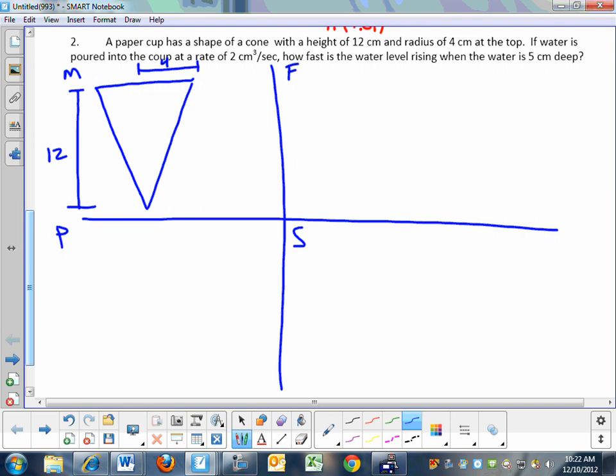I modeled the problem. I have water going in there. So I guess if you wanted to draw water going in there at a rate of 2 cubic centimeters per second, that'd be fine. But I need a formula. The formula should be for what? Volume of a cone. And the volume of a cone is equal to 1 over 3 pi r squared times your height.